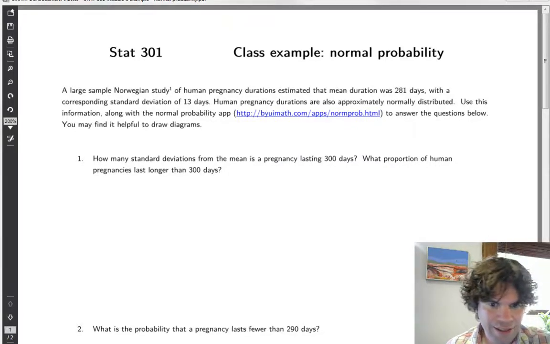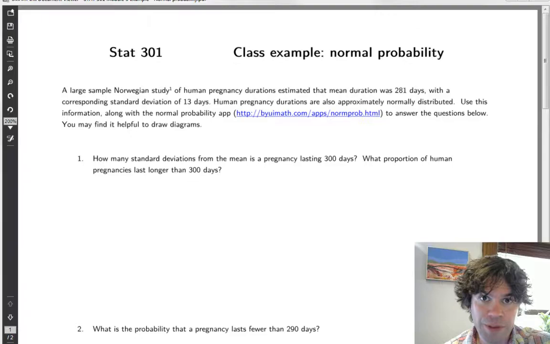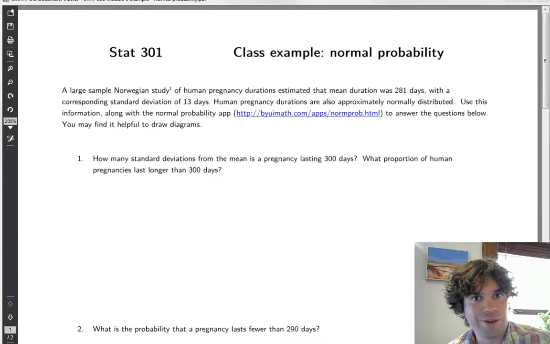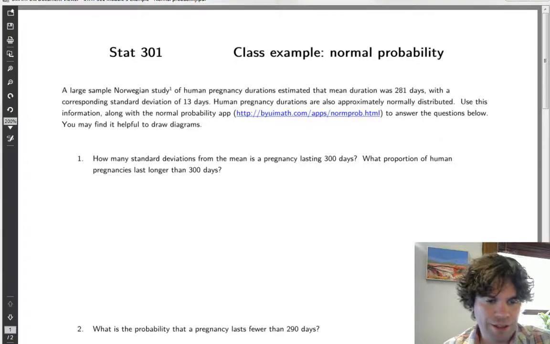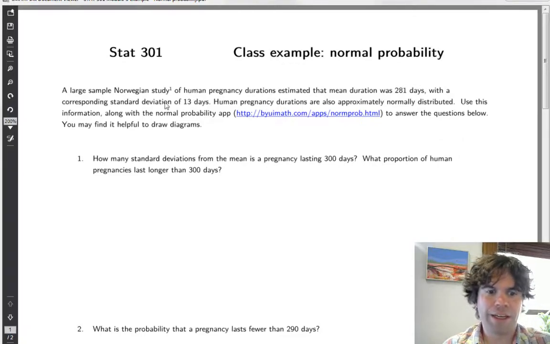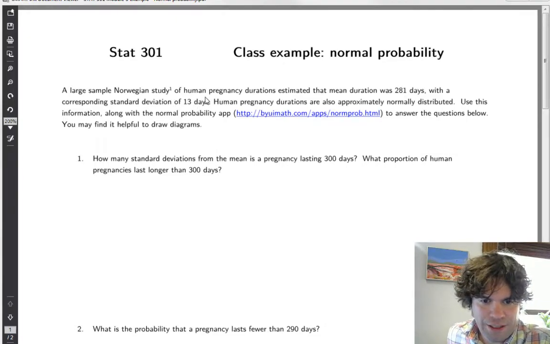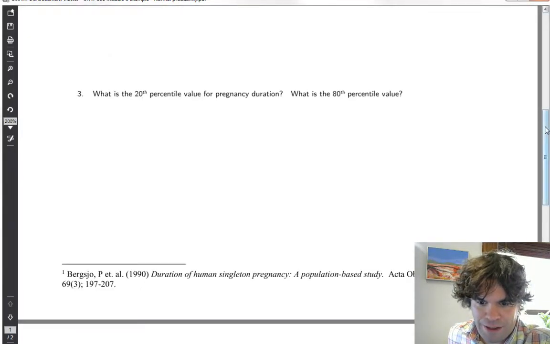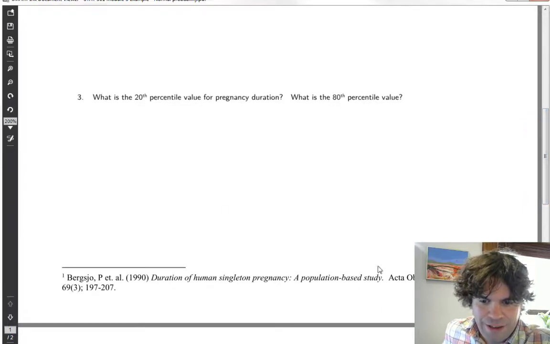Okay, hi. This example is on using the normal distribution to calculate probabilities and percentiles for normally distributed variables. The normally distributed variable we're going to be using in this example is duration of a human pregnancy. There is a large sample Norwegian study done that estimated a mean duration of 281 days and a standard deviation of 13 days. The study, if you want to read about it, there's a reference down there.